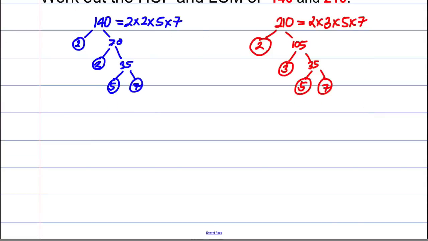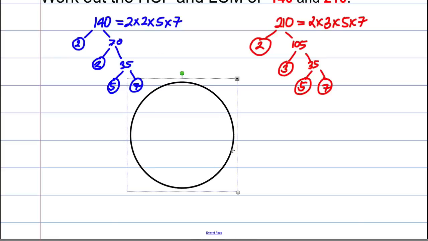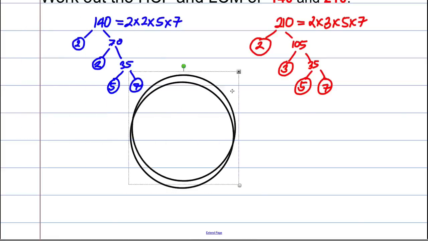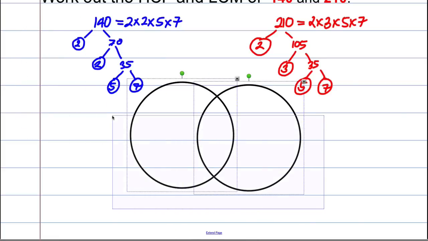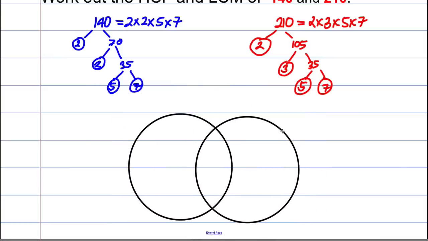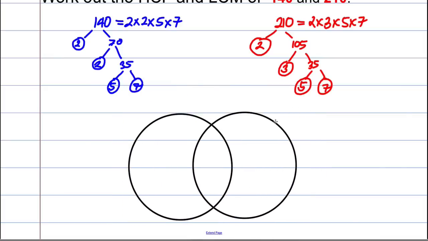Right, rather than drawing separate circles like I did before to show you where the idea comes from, we can just straight away overlap the circles as follows. In an exam we can do it much quicker, and it's important that you list at the top. They both have a 2, so that goes in the middle. They both have a 5, so that goes in the middle, and they both have a 7, so that goes in the middle. By the way, this represents 140 and this one represents 210.